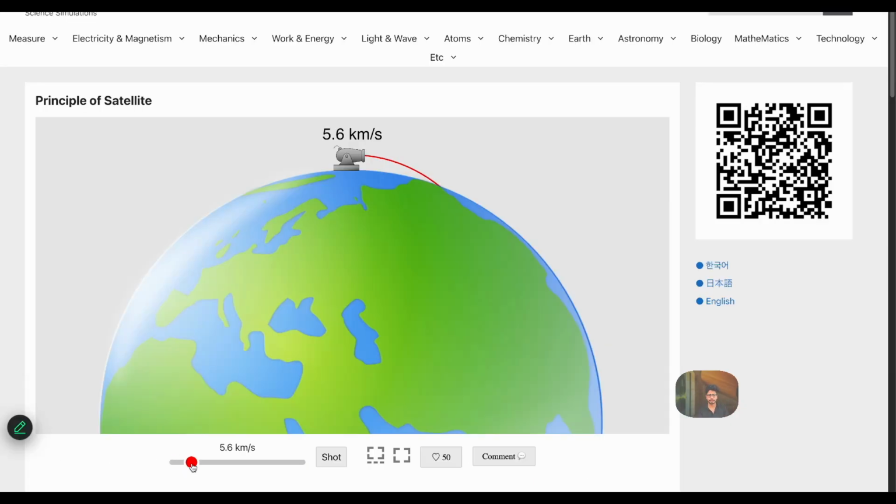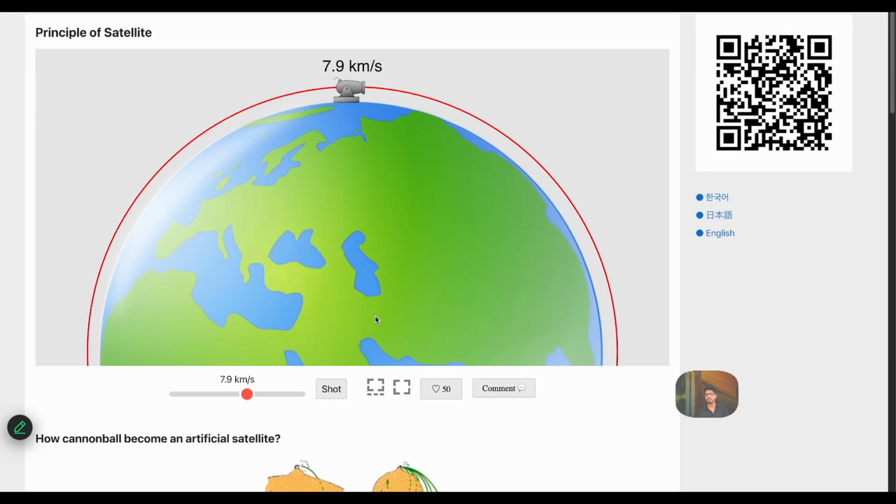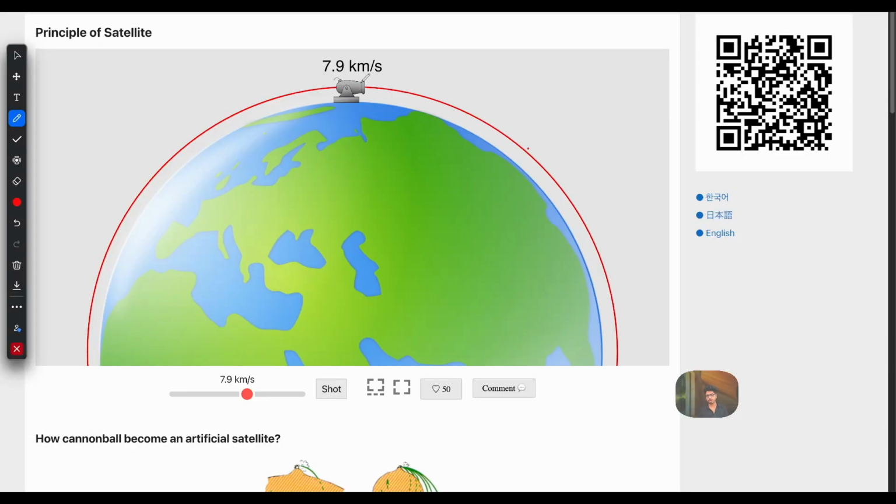Right? With this demonstration, let me show you. I'm going to shoot it also. Let's suppose at this point it is here, and as I shoot it, it is at this point here, and this is the center of the earth.